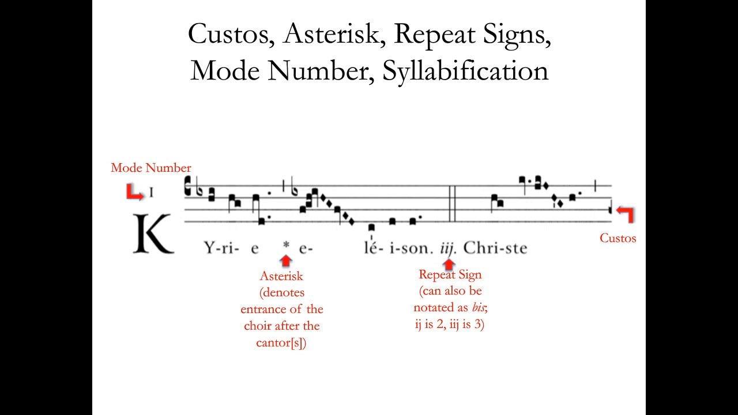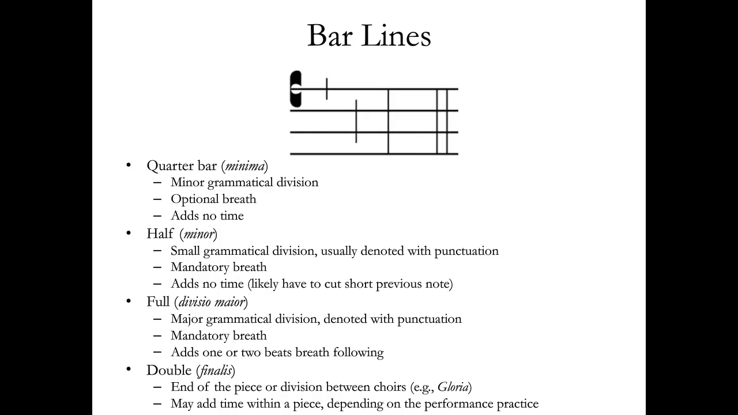A couple of other things about bar lines. You're going to see bar lines, and these correspond to grammatical breaks in the music. I've given you a little bit of information about each of these here. Something that you have to know is a quarter bar, or the smallest one that hangs out up on the upper line, is an optional breath. So you as a director can say, okay, my choir needs to breathe here, and it makes musical sense to do so, so we will breathe here.